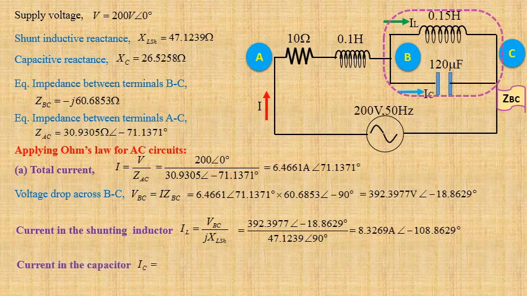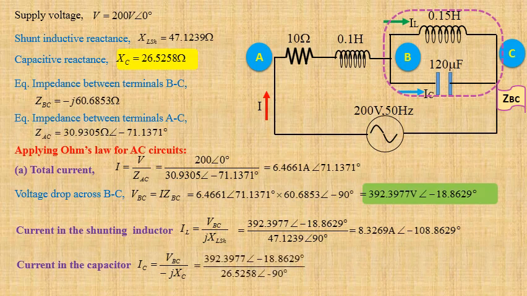IC equals VBC divided by minus jXC. Using values, we get 392.3977 at an angle minus 18.8629 degree divided by 26.5258 at an angle minus 90 degree. That gives us 14.793 ampere at an angle 71.1371 degree.